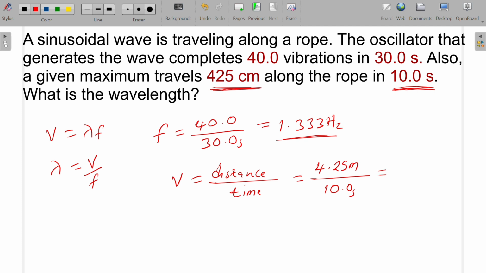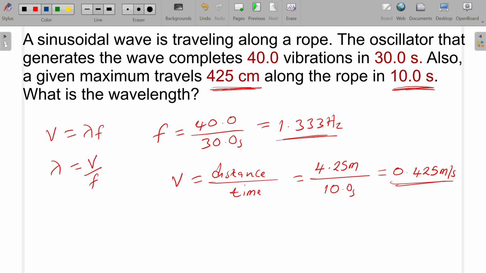All we have to do is punch our calculators. When we do that, this is going to give us 0.425 meters per second. So that's our speed. So frequency is 1.333 hertz, and our speed is 0.425 meters per second. Since we have our speed and frequency, we can find our wavelength easily now.